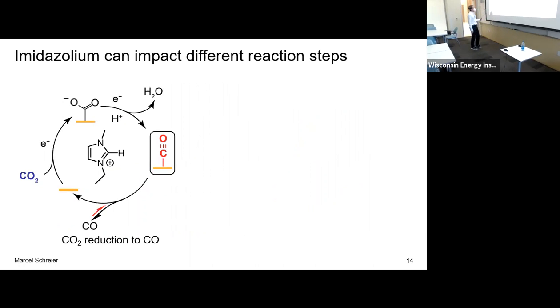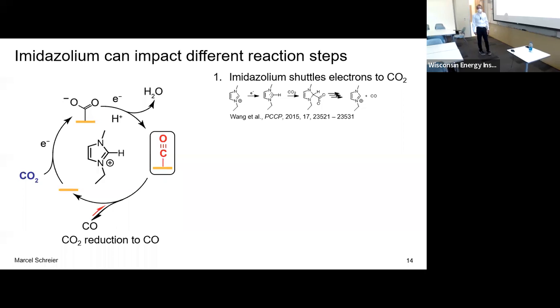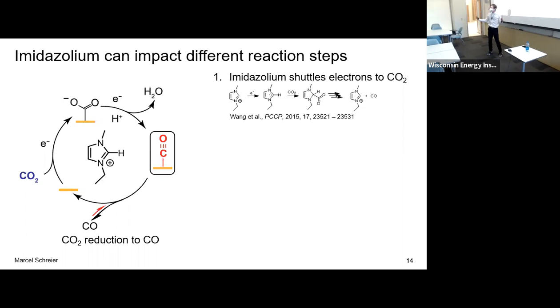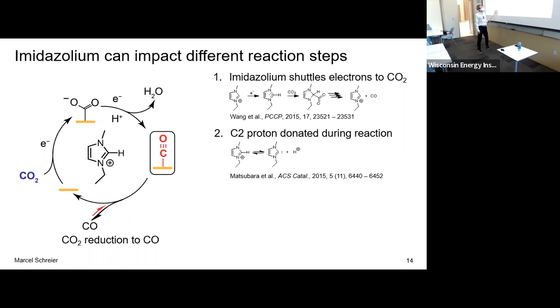Somehow, the ionic liquid is acting on the cycle that transforms carbon dioxide to carbon monoxide. And it can do that potentially by taking up an electron and transferring this electron to carbon dioxide, right? The imidazolium could be reduced and then transfer this electron more efficiently. Alternatively, the C2 proton of the imidazolium cation, which is here, could actually help the reaction by providing a proton in the step where we are generating water and carbon monoxide.